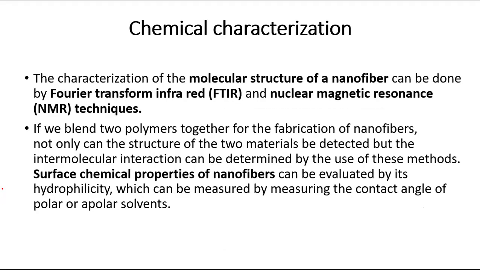The chemical characteristic is basically the presence of the solvent on the deposited fiber mesh. What are the functional groups on the fiber mesh can be determined using molecular structure characterization, done using two analytical techniques called Fourier transform infrared spectroscopy and the nuclear magnetic resonance technique, NMR. Right?